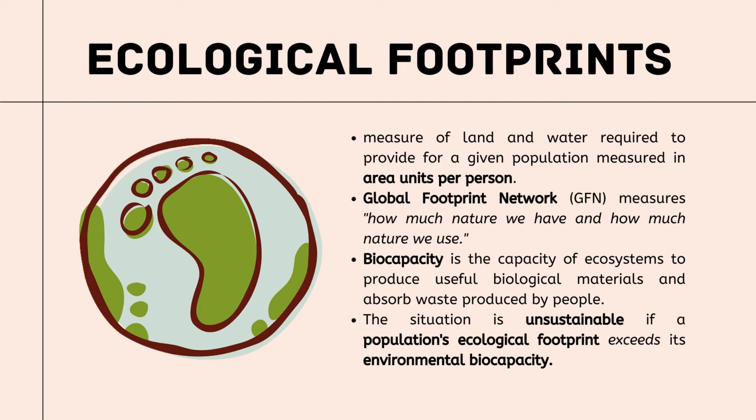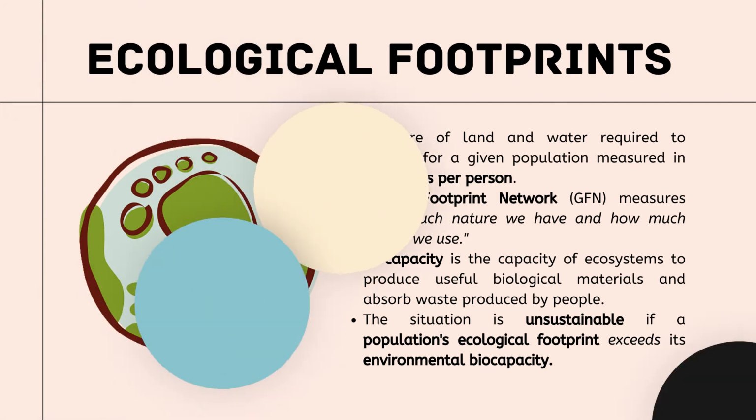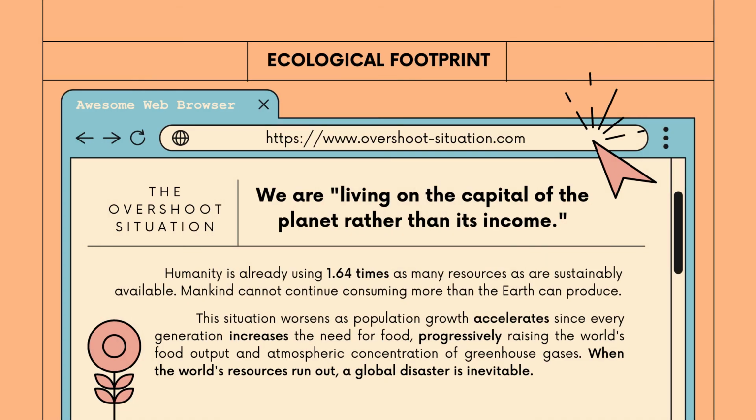Disturbingly, the global ecological footprint of humans is 2.84 global hectares per person, but the global biocapacity is just 1.73 global hectares per person. A global hectare is a biologically productive hectare with world average biological productivity for a given year. We are, in effect, already living on the capital of the planet rather than its income. This overshoot means that humanity is already using 1.64 times as many resources as are sustainably available, which is only possible for a short time.